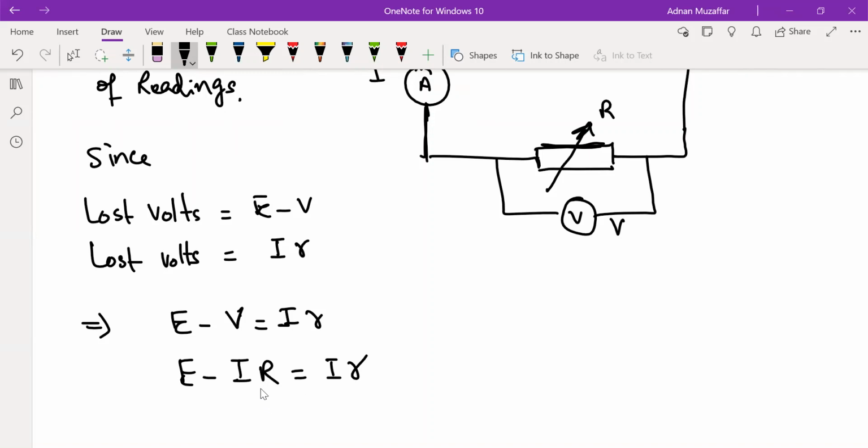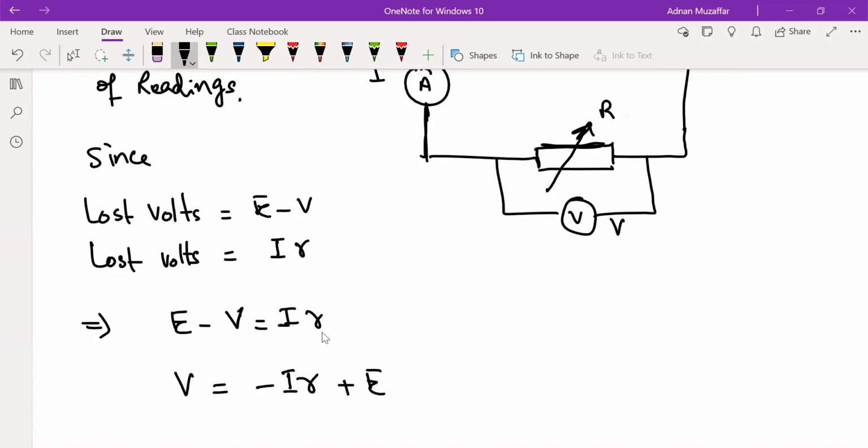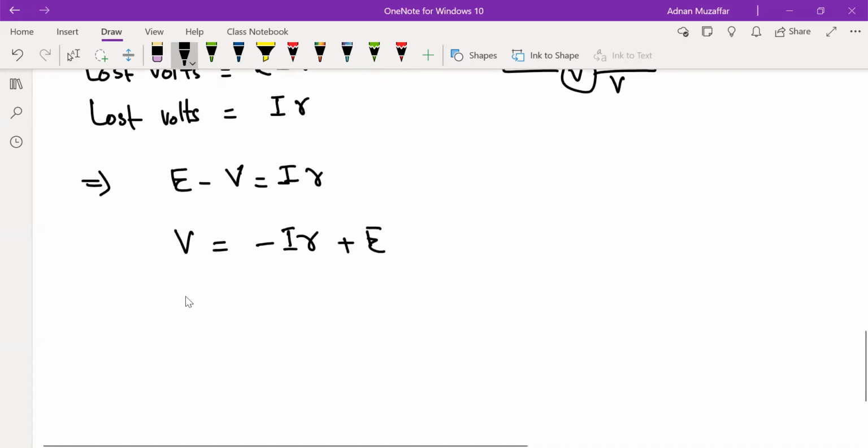Is it clear, students? But I don't want to write here because I need to draw a graph between voltage and current. So I can make voltage the subject of the formula and take IR on the other side. So it would be V equals minus IR plus E. Can I write like this? So this will be the way by which we can do it. And then just rearrange this position. I can just write R into I plus E.